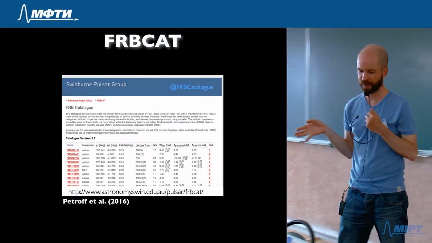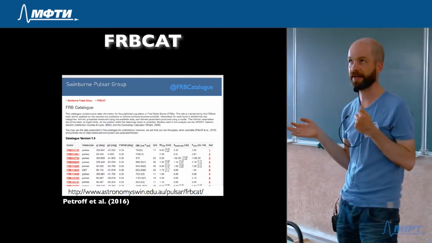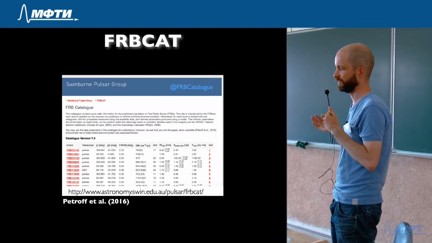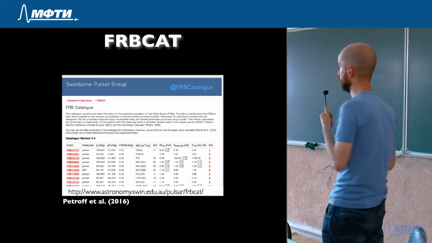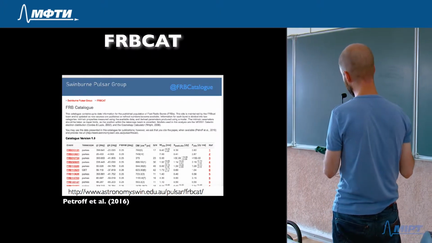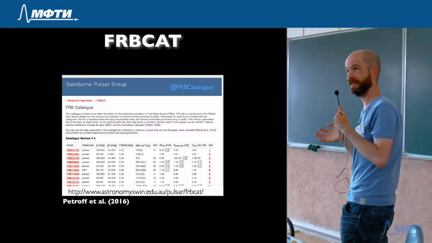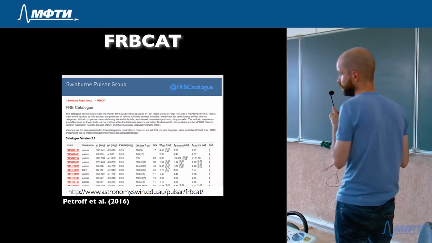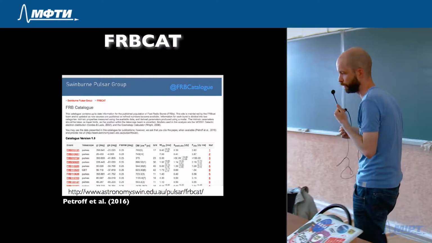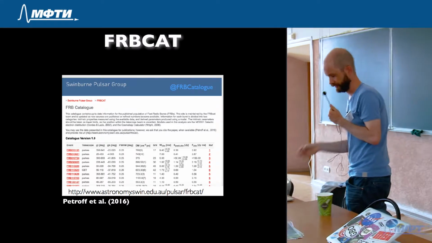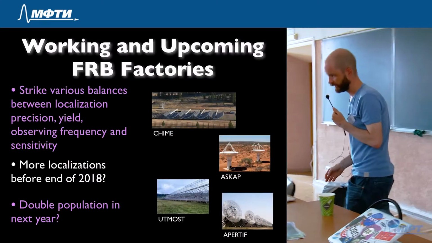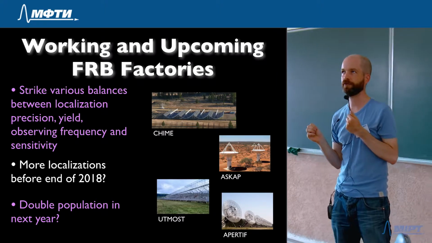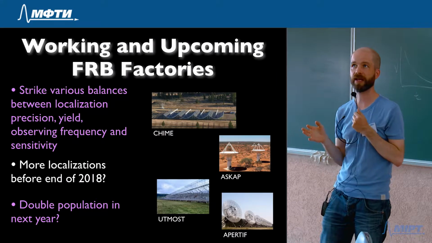And nicely, Emily Petroff has put together a nice catalog of the observed fast radio bursts. So if you want to look at the statistics of the population, if you want to even grab some raw data from some of these detections, similar to the data that I gave you guys yesterday, there's a nice online catalog that has plotting tools and has an archive of data where you can download some of the detected fast radio bursts. So like I said, there are a number of upcoming, what I would call fast radio burst factories that are on the way.